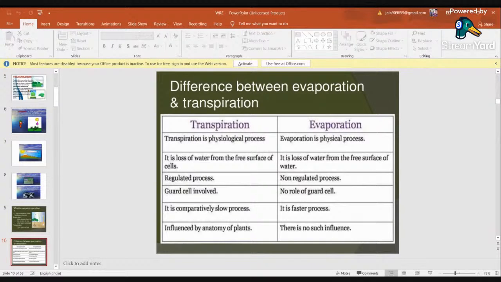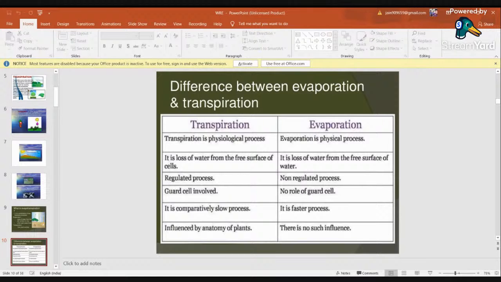Then transpiration is a regulated process and evaporation is non-regulated. Transpiration is a regulated process because it is happening day and night, 24/7. But for evaporation, we need the driving force, that is the sun. The higher the temperature, the more the transpiration and evaporation. If the temperature drops, the process of evaporation slows down.